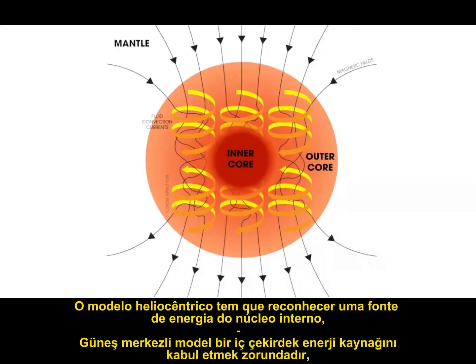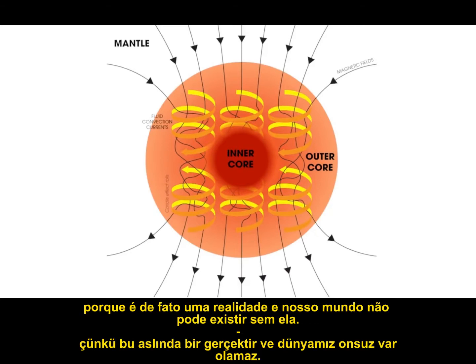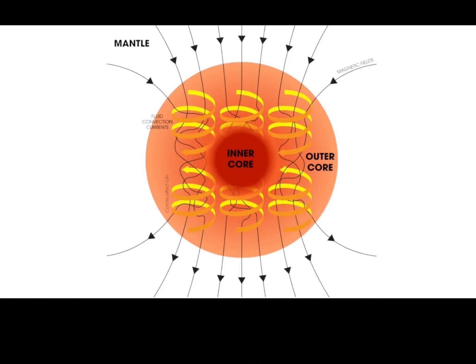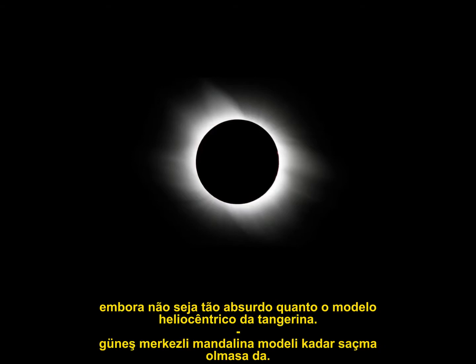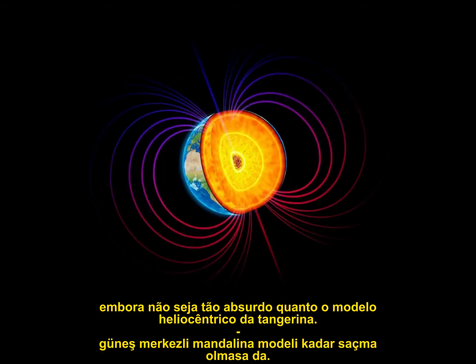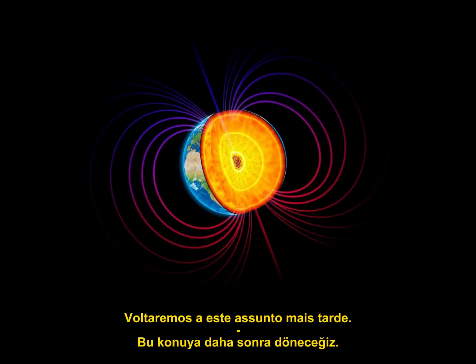The heliocentric model has to acknowledge an inner core energy source because it is in fact a reality, and our world cannot exist without it. It is likely that the notion of a black sun beneath us is more distraction, although it is not as absurd as the heliocentric satsuma model. We will return to this later.